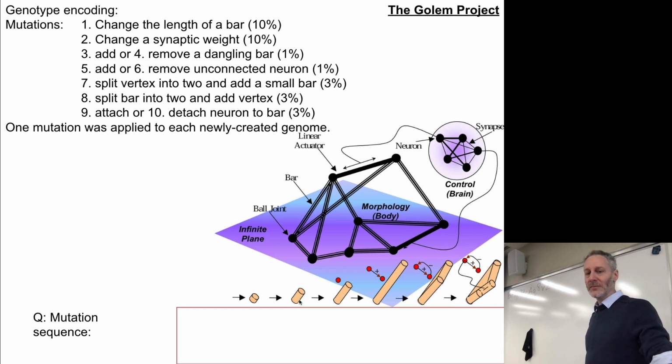Okay. Next one. What turned this into this? Number 1. So we lengthened the bar. Now there's a red circle. What's the red circle? Is that a neuron? It's a neuron. Yep. So it's number 5, add unconnected neuron. So now this robot has a brain, but the brain is not innervating the body. Whatever the value is in this neuron, which is probably the CPG value, it's not affecting the behavior of the robot.